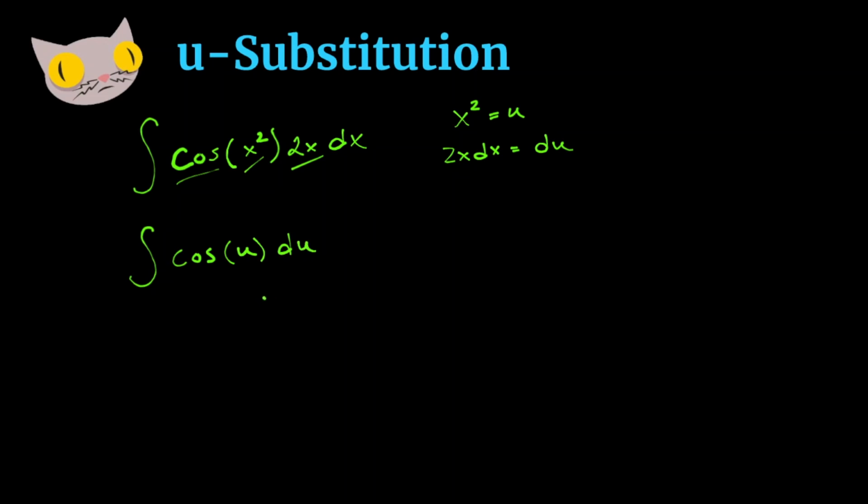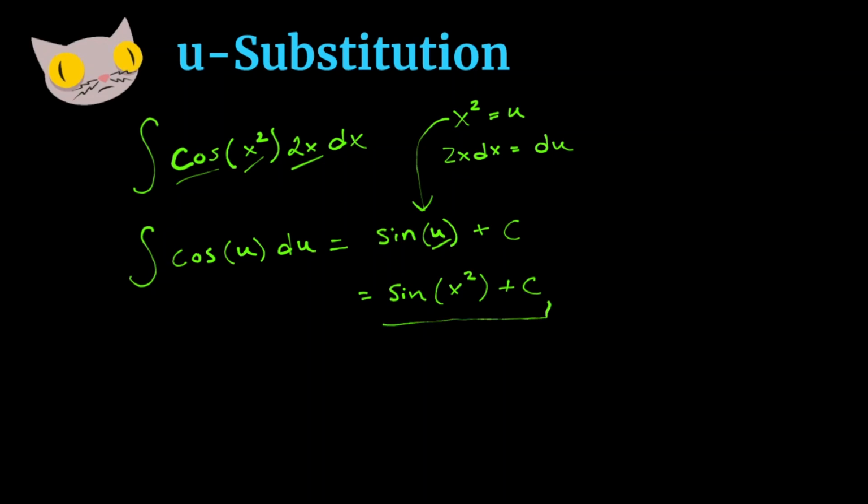That looks a lot easier. We know that the integral of cosine of some variable is going to give us sine of that variable, u, plus c. Now let's replace the u with what it originally was, x squared, and we get sine of x squared plus c. Great, and that's our answer. We used u-substitution to do that.